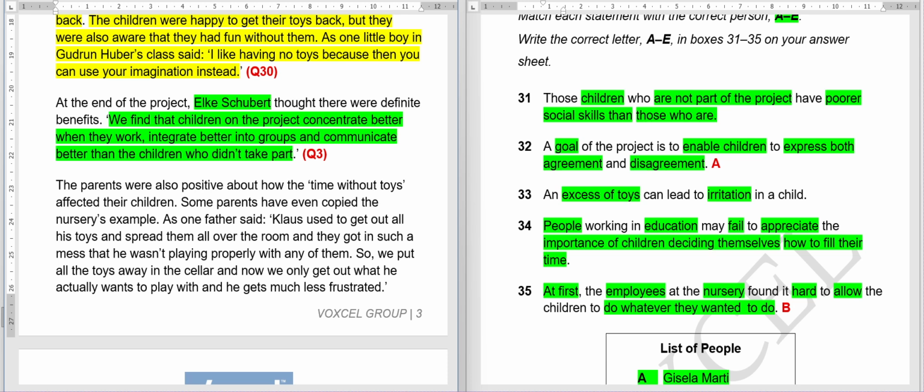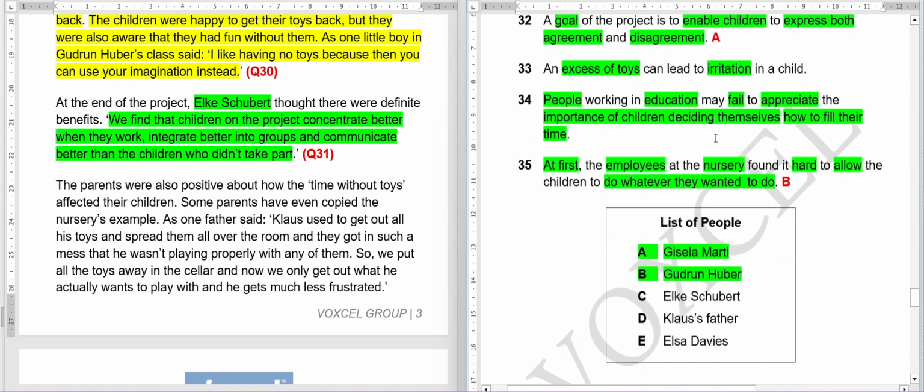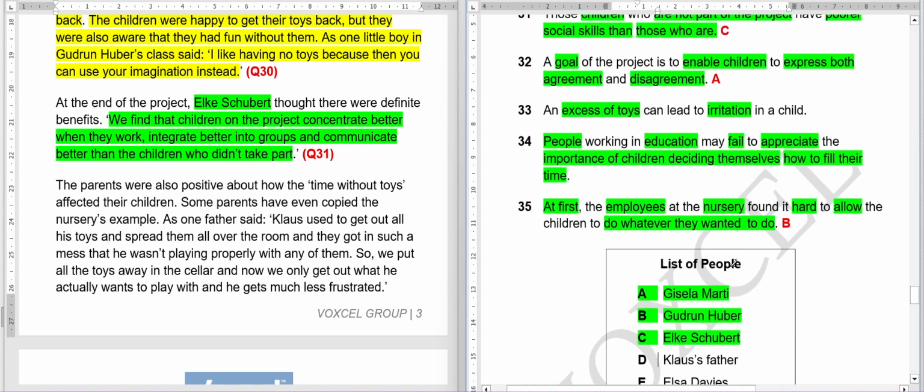Okay. Time's up. And our answer to this question is question 31. Yes. Let me write here C option. So here they said children who are part of the project have better social skills than those who are not. So here we find children on the project integrate better into groups and communicate better than children who didn't take part in the project. So there is the comparison. I hope everybody got this particular answer or is clear.